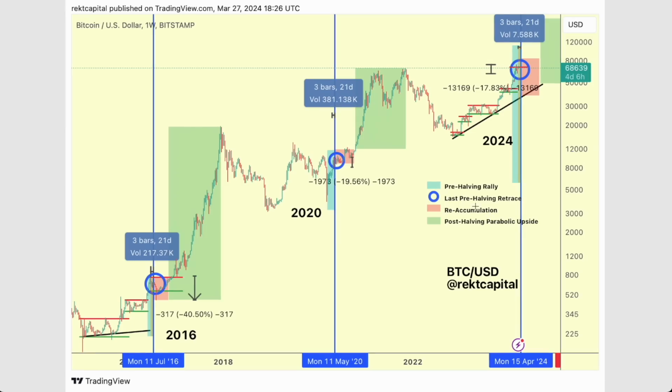So if we quickly look at the Bitcoin halving phases, we know that we've seen the pre-halving rally take place. It's probably over by this point. We've seen the pre-halving retrace take place because minus 17 downside has occurred already, equaling the 2020 pre-halving retrace. So maybe we're slowly transitioning away from this pre-halving retrace period to the reaccumulation period.